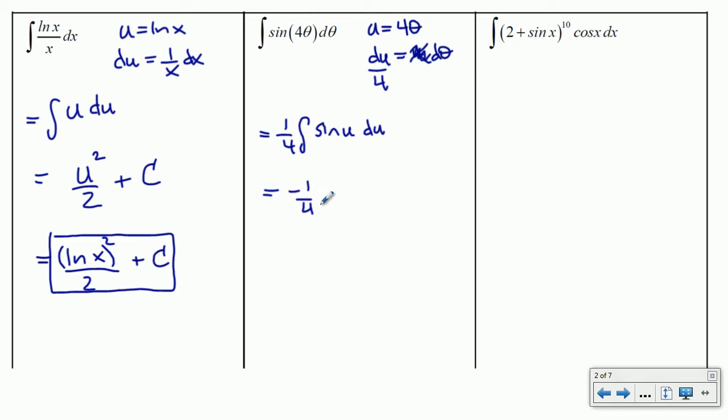So we would have negative 1/4 cos u plus c. And I can substitute 4 theta back in here and get it in terms of theta. So negative 1/4 cos of 4 theta plus c.